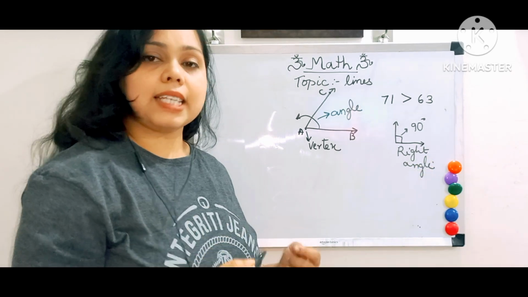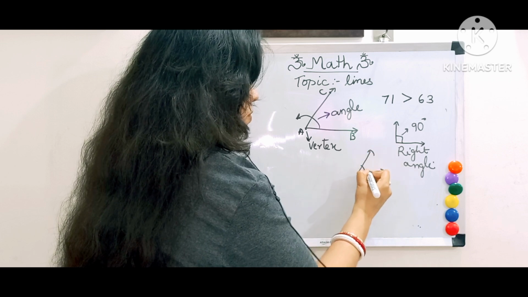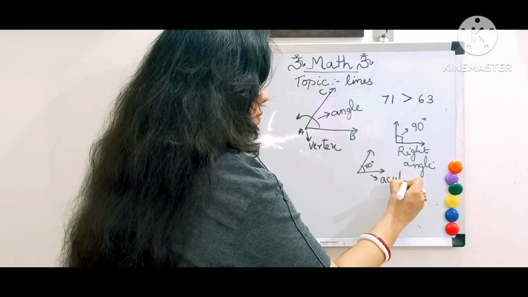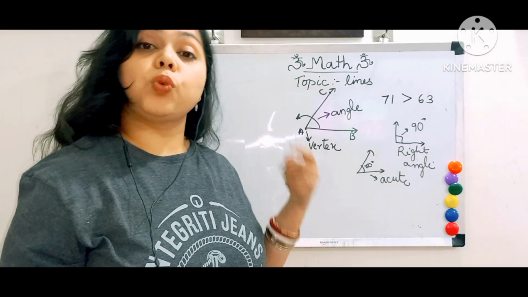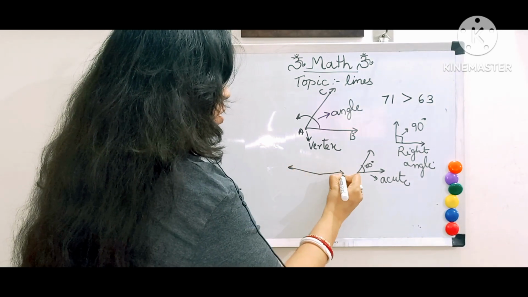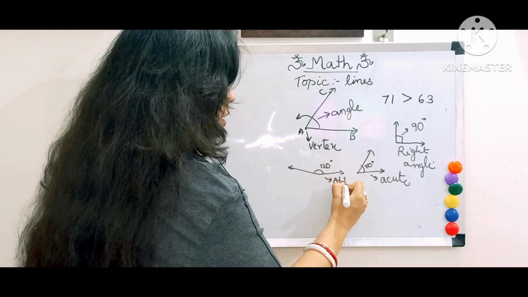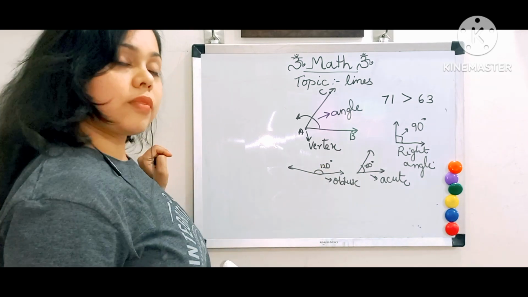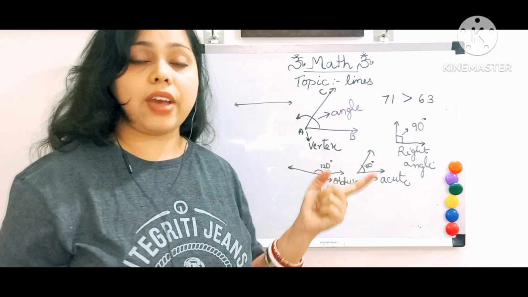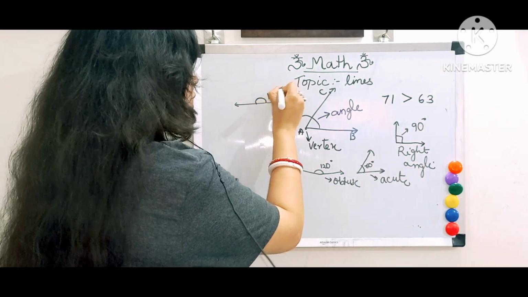When the angle is less than 90, it is an acute angle. Suppose it is 60 degrees, we will call it an acute angle. And when the angle is more than 90, suppose this is 120, you will call it an obtuse angle. Also, when the line is straight, the straight line also has an angle, and this is 180 degrees.